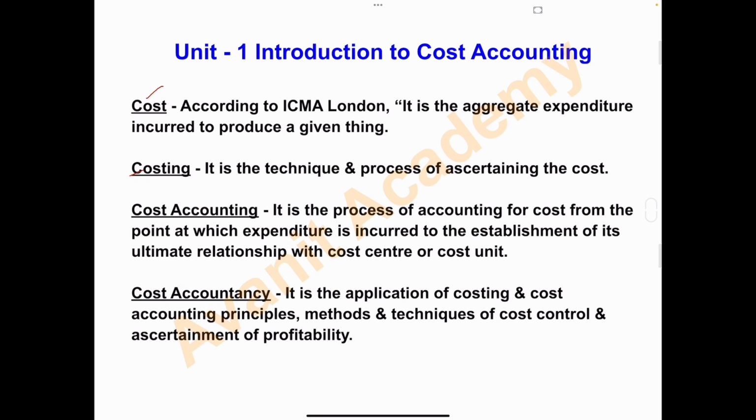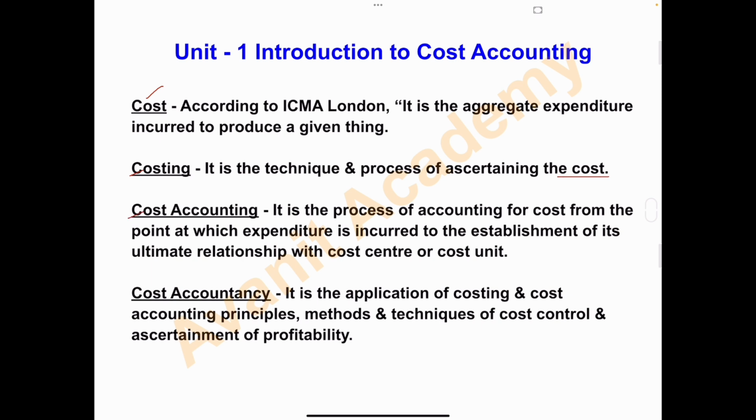Next one is costing. It is the technique and process of ascertaining the cost. So costing is a method, technique or process which is used to find out the cost of a product or service. Whatever methods or techniques are used by the manufacturing unit to find out the cost of a product or service, that is called costing. So costing is the technique, process, or method of ascertaining the cost of a product.